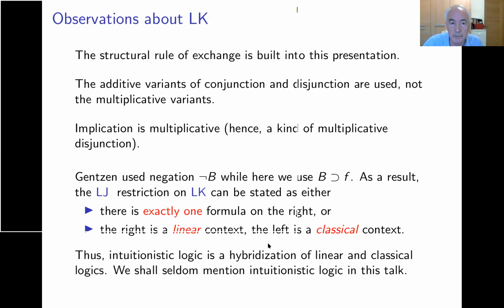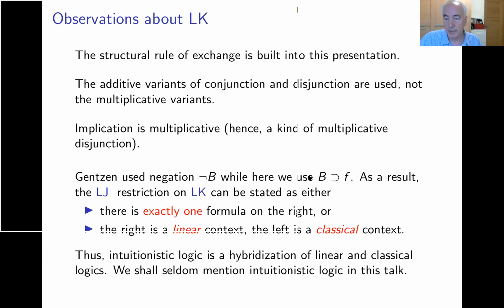So let's make a few observations about what I just presented. The structural rule of exchange is built into this presentation, so the left and right are probably multisets when we get careful. The additive variants of the conjunction and disjunction rules are the ones given, not their multiplicative variants. Implication is given, although classically it's not strictly necessary, because implication can be thought of as a disjunction, but in that case it would be a multiplicative disjunction. And Gentzen used negation, as I mentioned, but we'll use implies false.